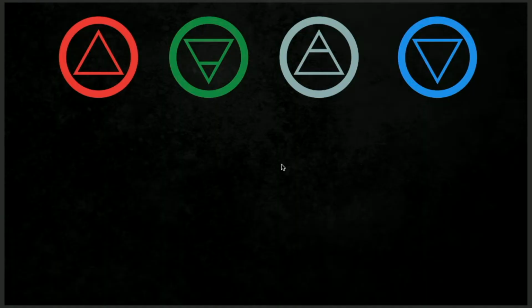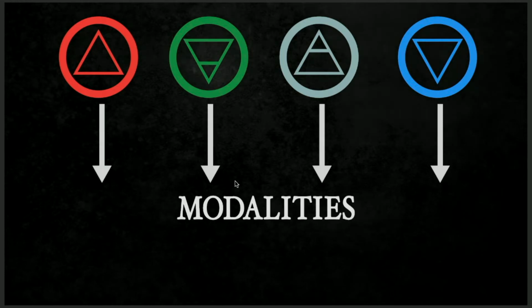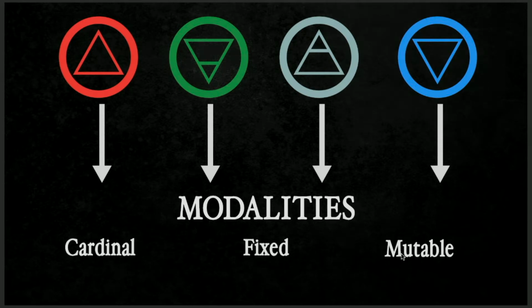So here we've got, as we said, the 4 elements: fire, earth, air, and water. These 4 elements express themselves through 3 unique modalities. And this is the new concept I want to introduce, this idea of modalities. There are 3 of them, namely cardinal, fixed, and mutable. And what we need to understand here is that each of the 4 elements can express itself through one of these 3 modes.